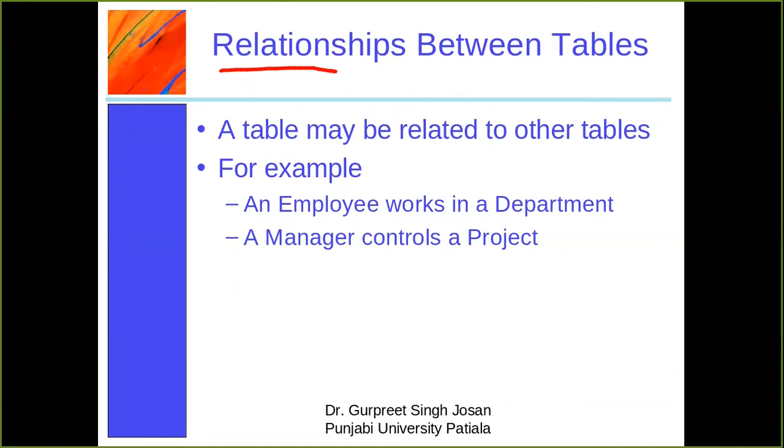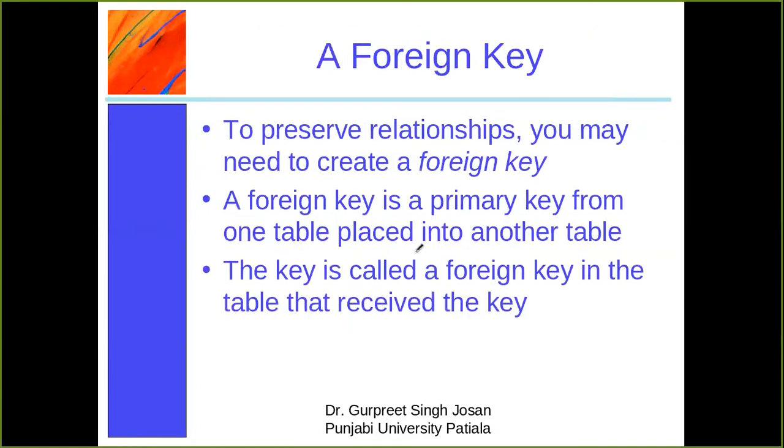So a table may be related to the other table. Just for example, an employee works in a department and a manager controls the project. So these are the relationships. Employee is working in a department and manager is controlling the project. These are examples of the relationship, and this can be represented with the help of a foreign key. So to preserve the relationship, you may need to create a foreign key. So what is a foreign key?